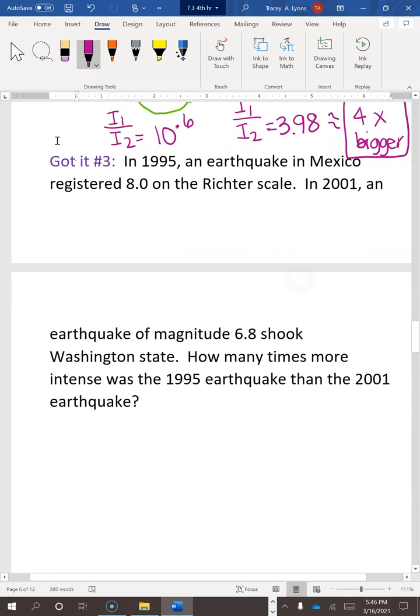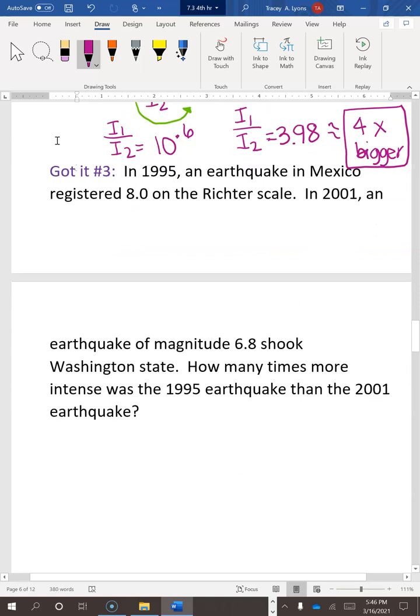Let's pause and practice got it number 3. In 1995, an earthquake in Mexico registered 8.0 on the Richter scale. In 2001, an earthquake of magnitude 6.8 shook Washington state. How many times more intense was the 95 earthquake than the 2001 earthquake?